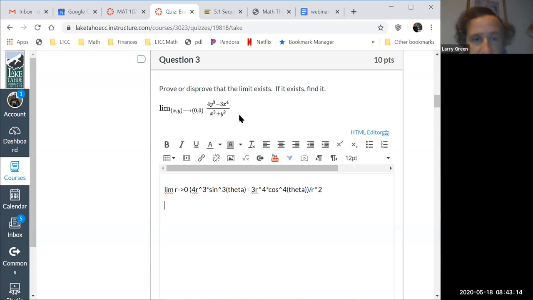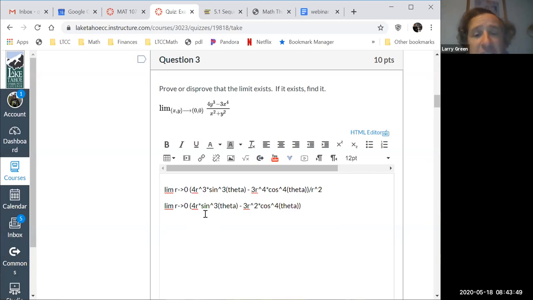Just divide everything by r squared and you get the limit. I'll even copy and paste. As r goes to 0, we get 4r times the sine cubed. The easiest is to copy and paste and get rid of the r squareds. So we get 4r times the sine cubed of theta plus minus 3r squared times the cosine to the 4th of theta. And r is going to 0.